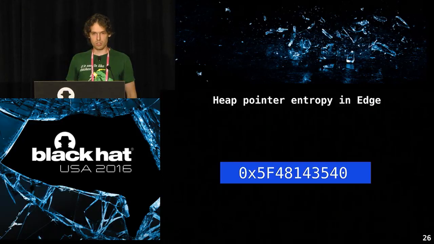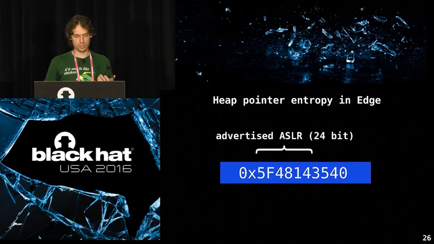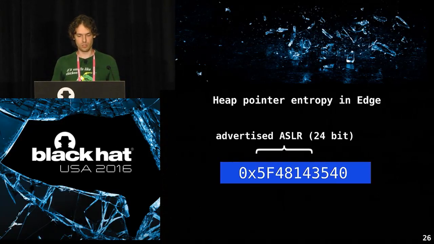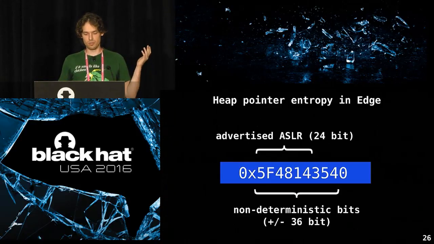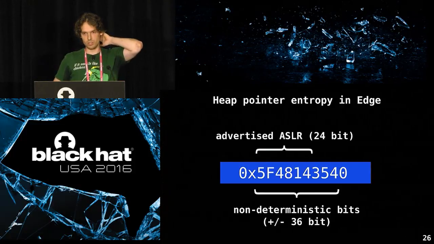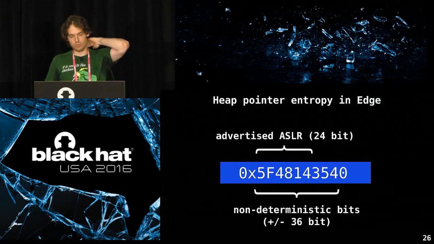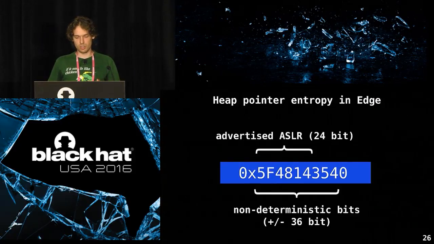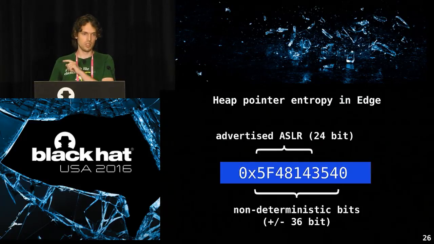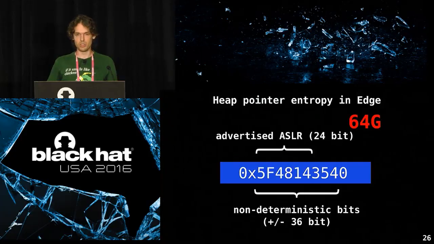It's also the entropy of a heap pointer is bigger than the code pointers. So the advertised ASLR is 24 bits, but in reality there's all kinds of non-determinism that increase the randomness to say 36 bits, maybe a bit less. So we needed to find a better way, because given that you have 24 bits of entropy, so it's 2 to the 24th pages, so 2 to the 24th times 4K byte pages, you need 64 gigabytes.